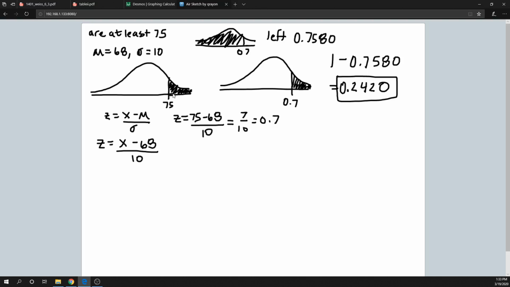the percentage of all observations that would be bigger, 75 or bigger, would be 24.2%. Or if you're looking at a probability, you would say if we did this experiment and looked at the variable x that we're looking at, the probability that the value would be 75 or bigger is 0.2420.